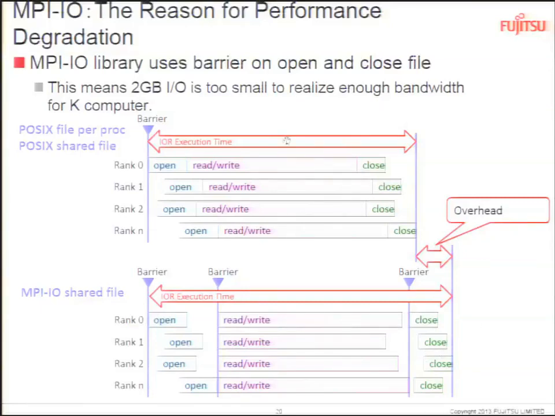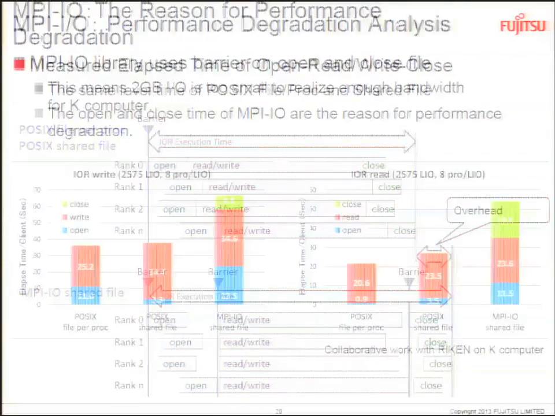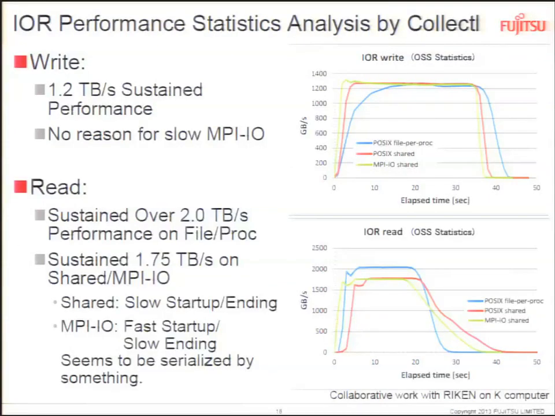This is because we use 2 GB of I/O per client, but it is too small to realize enough bandwidth. For example, for the read/write case, 1.2 terabytes per second. However, the benchmark result is around half. This is because the open and close elapsed time is included in the I/O bandwidth time. So the amount of file I/O must be increased to increase the bandwidth performance. These are also the same.